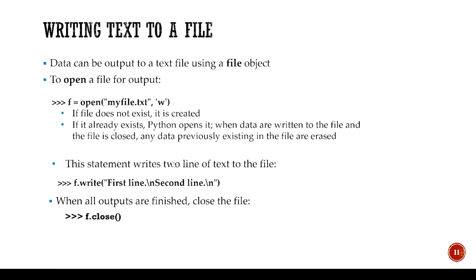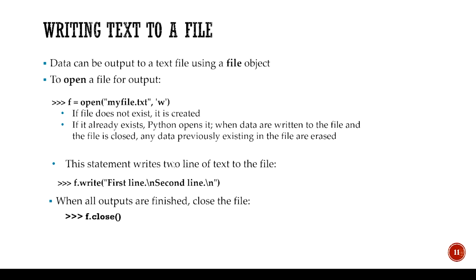Now we want to create a text file, and this one is very useful because we usually read data from an Excel sheet or a text file, and eventually we want to save the result of our program in a text file, right? So data can be output to a text file using a file object. So we need to create a file, and that becomes an object in Python. There are three main steps, as you can see in this slide.